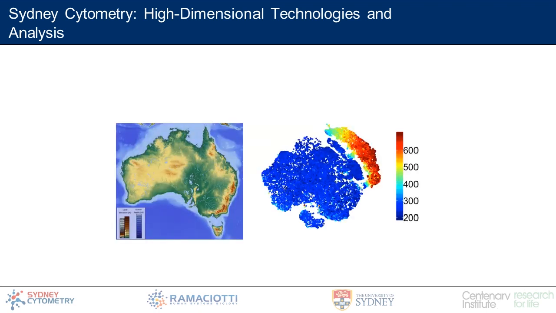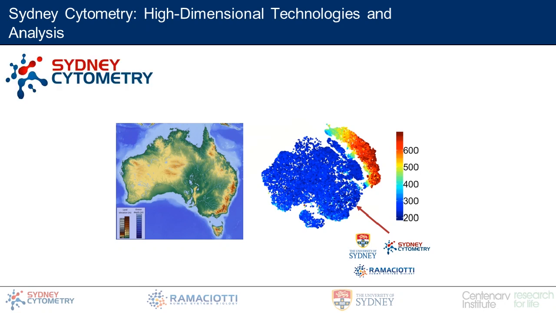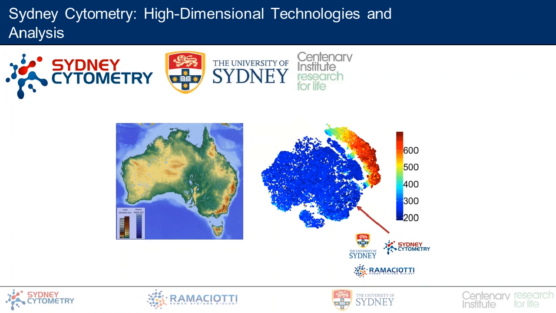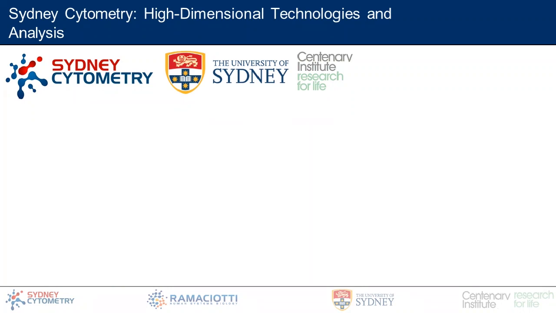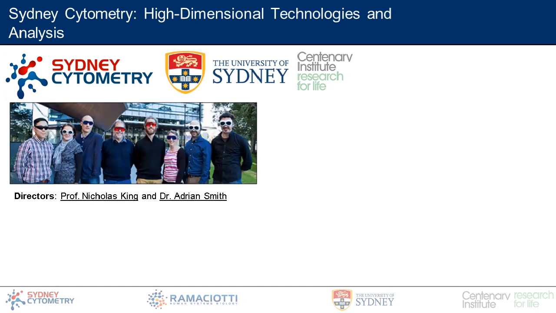I work with the Sydney Cytometry Facility, which is designed to bring high-dimensional single-cell technologies and put these in the hands of our users. This is a joint venture between two separate institutes, the University of Sydney and the Centenary Institute, which share this role. And the idea here is to bring not just one form of technology to be available to our users, but multiple different kinds of technology.